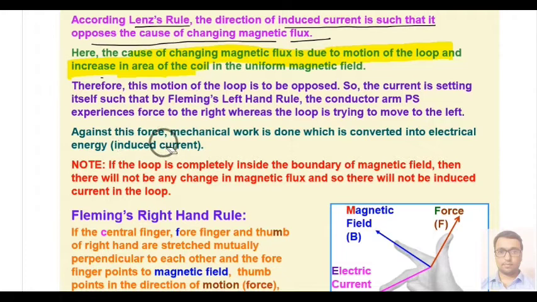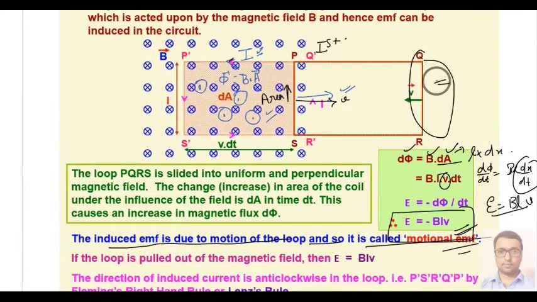Next, against this force, mechanical work is done, which is converted into electrical energy. Here it is saying that to move this rod, we have to do some mechanical work. Suppose the rod is moving towards the right-hand side, then a force ILB will be produced in the rod. This is the magnetic force, towards the left, and you have to do some mechanical work against this force to keep your rod moving with constant velocity.